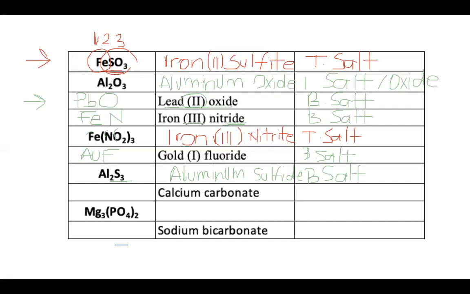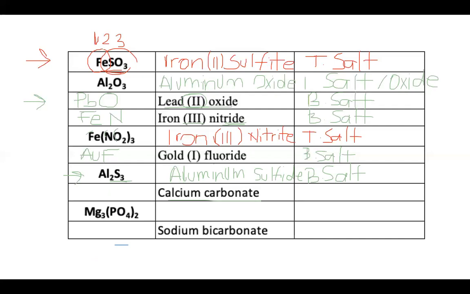Remember, when we are passing from formula to name, the only thing that we have to look at is if we have a transition element, we have to include the charge in Roman numerals. Okay, in this case, since aluminum is not a transition element or it doesn't have multiple charges, we do not have to include anything. Okay, let's see the next one.